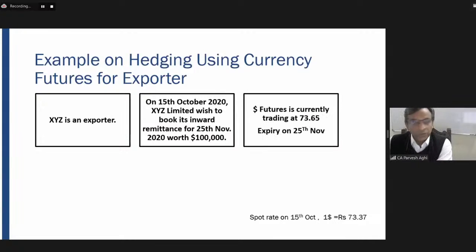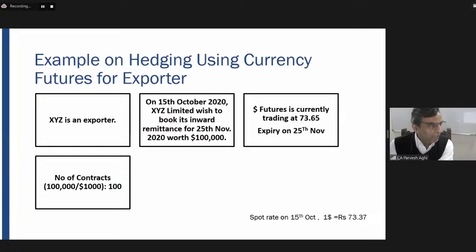Okay. So he goes to the stock exchange. He finds that the dollar future is currently trading at 73.65. So you look at the November expiring month, which is going to expire on 25th of November, and the November expiry coincides with the actual payment received. So he's an exporter, he's going to receive on 25th of November, and the expiry is also on 25th of November. Okay, fine. So he looks at the rate of the dollar, which is 73.65.